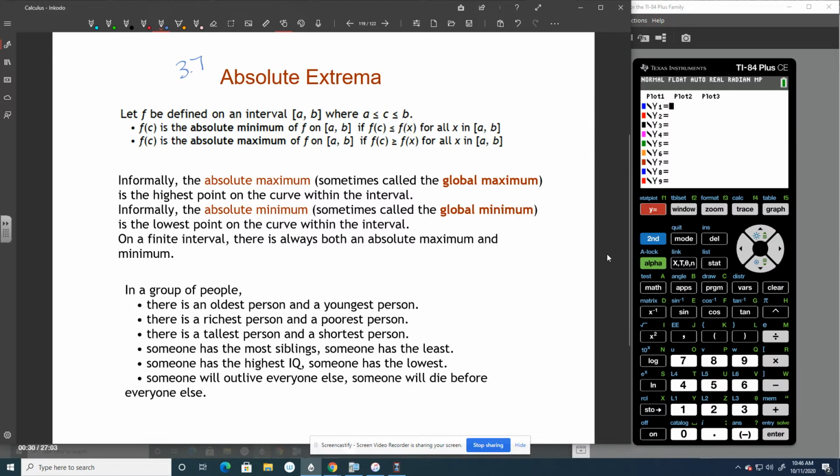So informally, the absolute maximum is the highest point on the curve, and the absolute minimum is the lowest point on the curve. So again, it's new vocabulary, but it's obvious vocabulary. I think it's pretty easy to translate what it's talking about. So on a finite interval, just keep in mind there's always both an absolute maximum and a minimum.